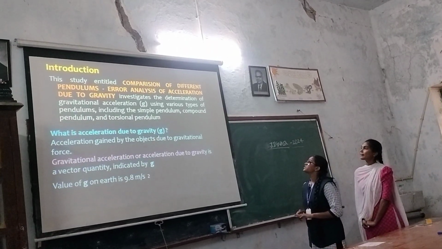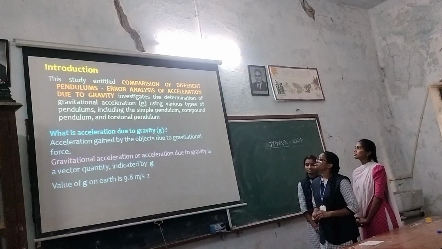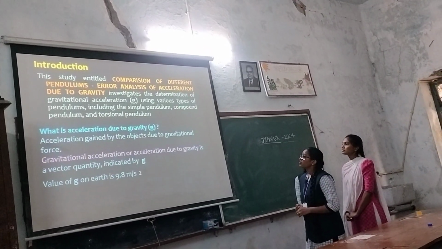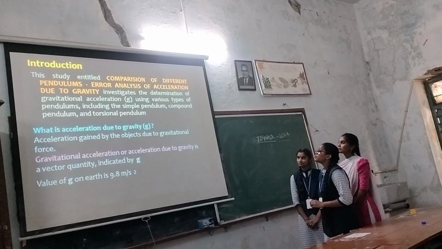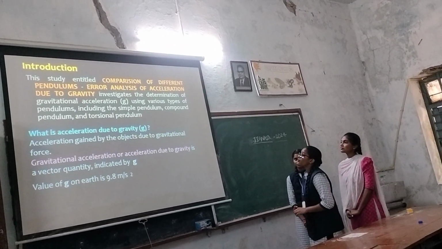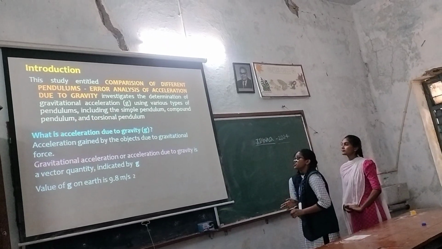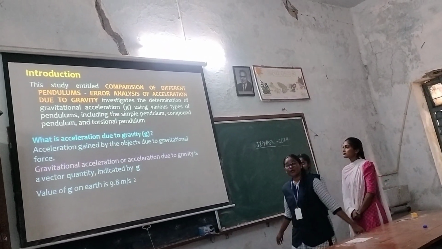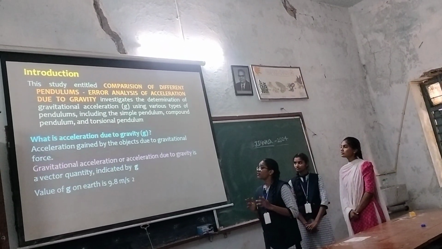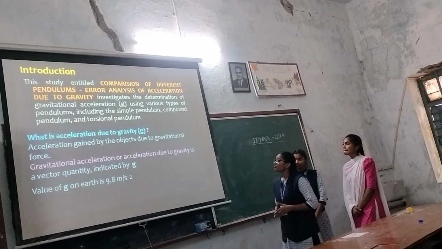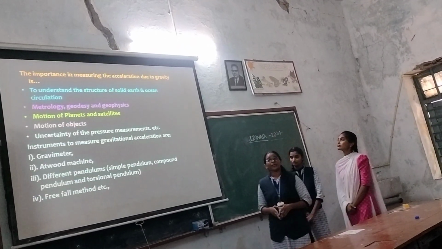determination of gravitational acceleration using various types of pendulums including simple, compound, and torsional pendulums. The acceleration gained by the objects due to gravitational force is known as acceleration due to gravity. Gravitational acceleration is a vector quantity and it is indicated by g. The value of gravity on the earth is 9.8 meter per second square.